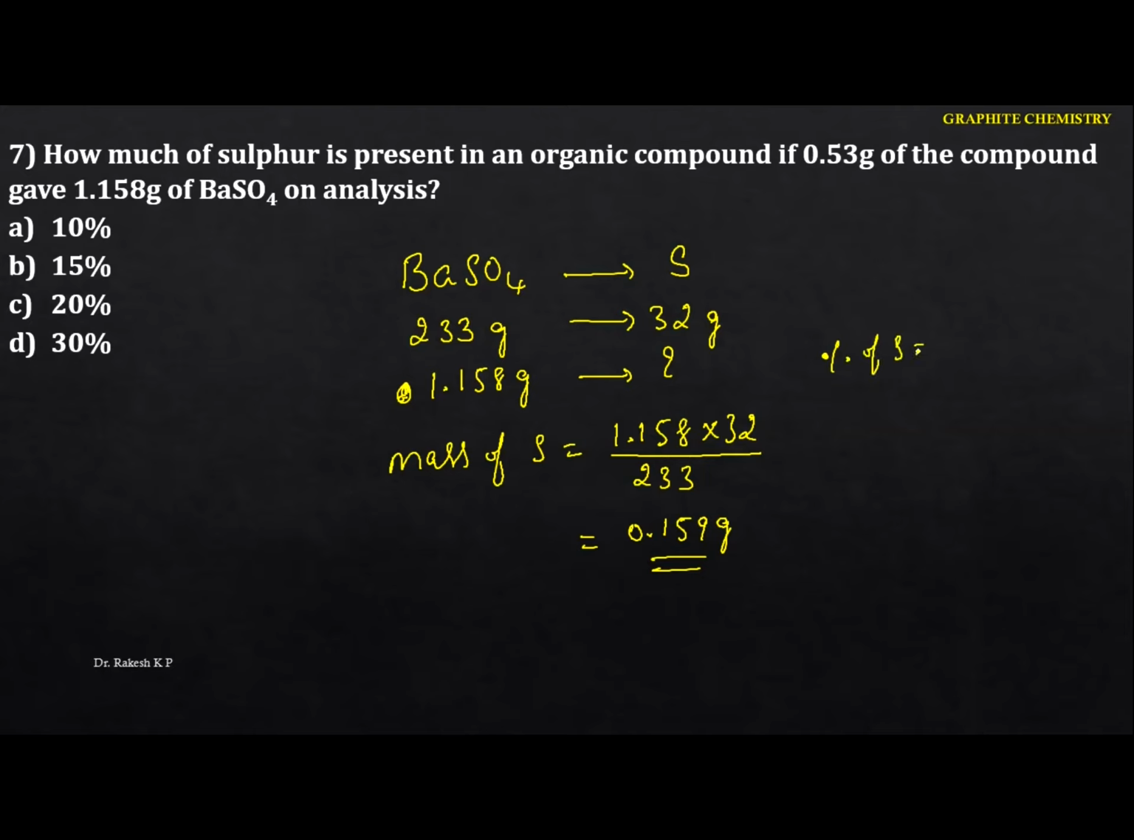So here we got the mass of the sulfur, but we have to calculate the percentage of sulfur. The percentage of sulfur is equal to the mass of sulfur, which we got as 0.159, divided by the mass of the organic compound, which is given as 0.53, multiplied by 100. If we do the calculations here, we get 30%. The option is D. Okay, next one.